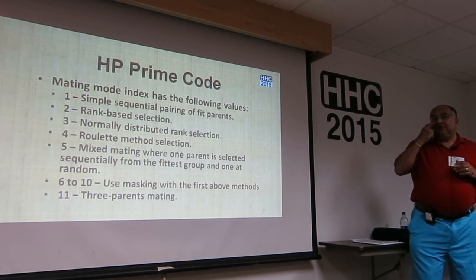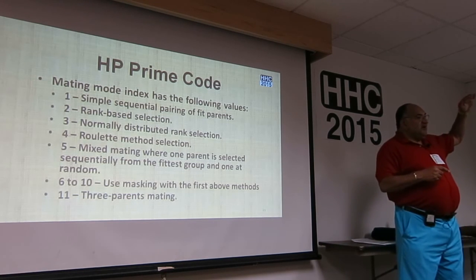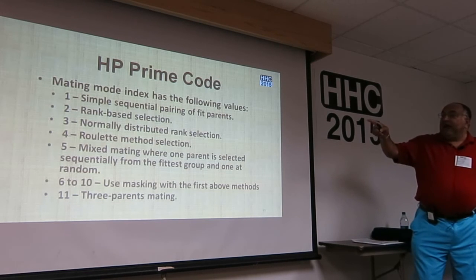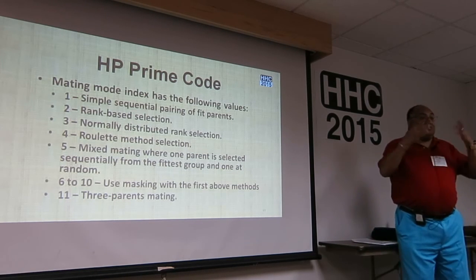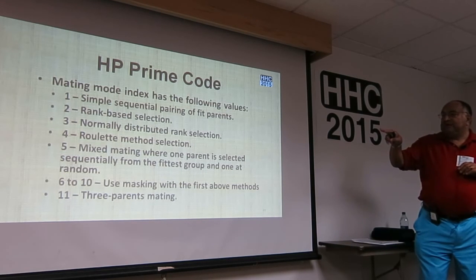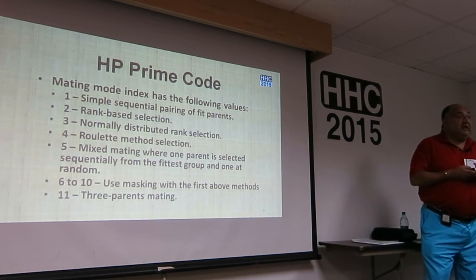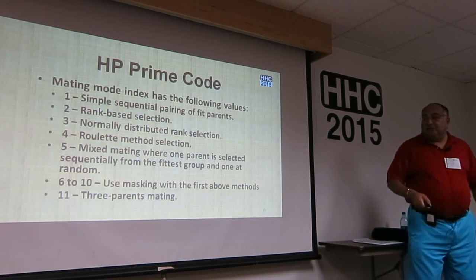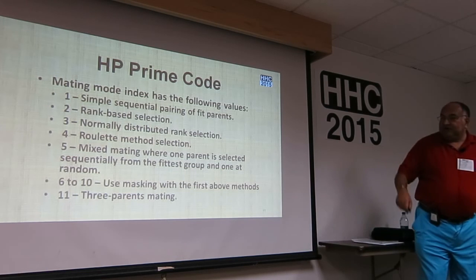The mating mode: I decided not to impose on you just the simplest. Number one is the simplest, sequential pairing. You take the first parent with the second parent, first chromosome with second chromosome, third with fourth, and so on. That's very simple and works well. Then rank-based selection. Then there's the normal distribution rank using the inverse Gaussian that I explained. Then there's the roulette method selection, the one that the literature recommends. And then I thought of one, mixing mating, where you pick an elite mate and the other one is at random, and that does actually okay. I think the spirit of GA is to avoid being stuck with only the elite chromosomes, to avoid being stuck in a local optimum. Then 6 to 10 are the above methods using masking. And number 11 is the three-parent mating.